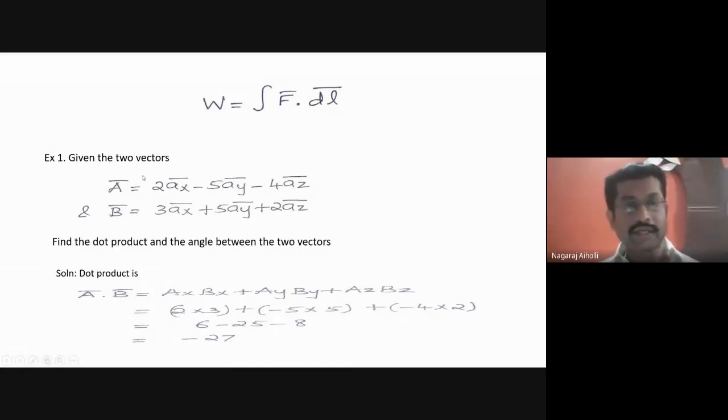Consider two vectors, friends. A bar is equal to 2ax bar minus 5ay bar minus 4az bar, and b bar is equal to 3ax bar plus 5ay bar plus 2az bar. Take this example quickly and note it down. We have to find the dot product and the angle between the two vectors.